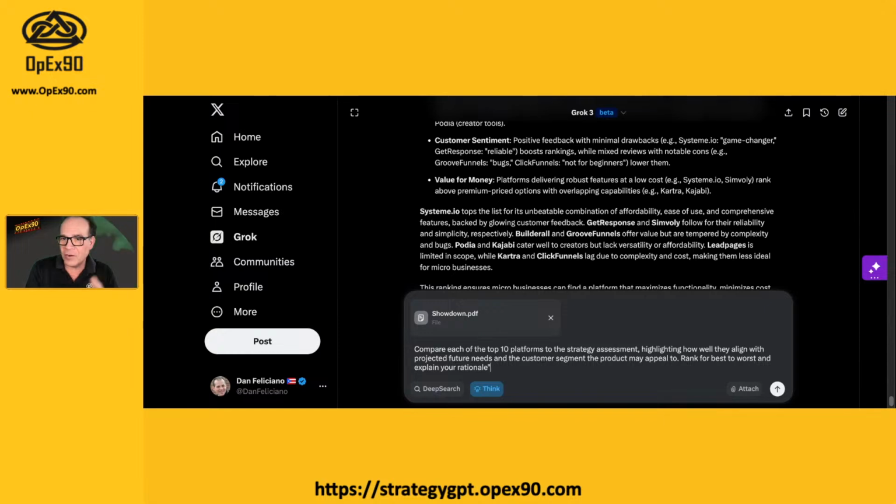We're doing a 5-year look at it. We don't care about how it is today. Does this thing have staying power, right? So it's going to compare each of the 10 platforms to the attached strategy assessment, highlighting how well they align with the projected future needs and the customer segment the product may appeal to, right? So we're going to see which customer, and we're going to rank them again and have it explain its rationale.